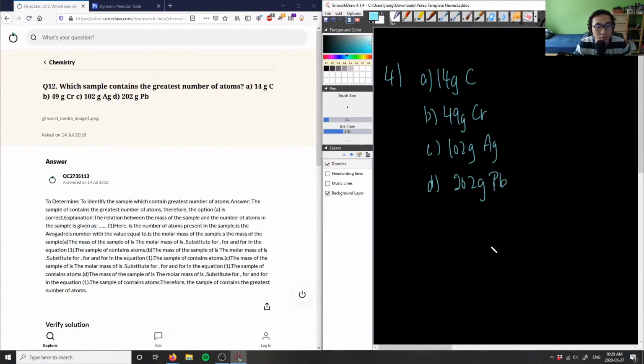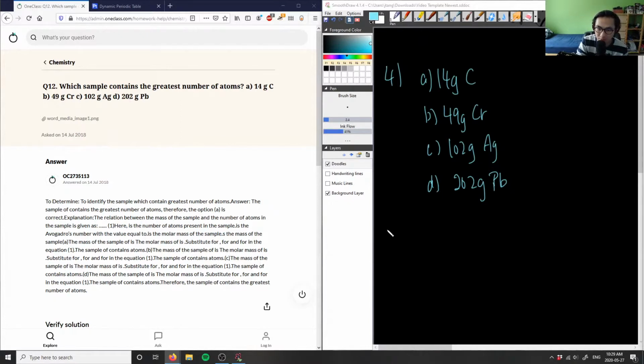What we want to do is solve for the number of atoms, right? In order for us to do that, we're going to have to find our moles first, and then we can multiply by Avogadro's number, because that's going to give us the number of atoms in the sample here. So let's divide here. I want to find moles of everything, right?